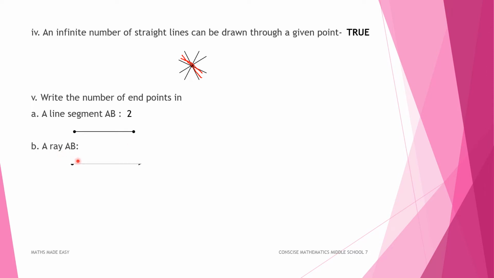A ray AB. Just as I told you, to draw a ray, one side should be represented with an arrow because it is extending, and the other side with a dot, that is the end point. So how many end points are over here? Only one. So the answer is 1. Next, a line AB. Just now I explained, a line has both sides extending. Even here you can extend, even on the other side you can extend. That's why I have denoted it with arrows. So it has 0 endpoints. I hope it's very clear.